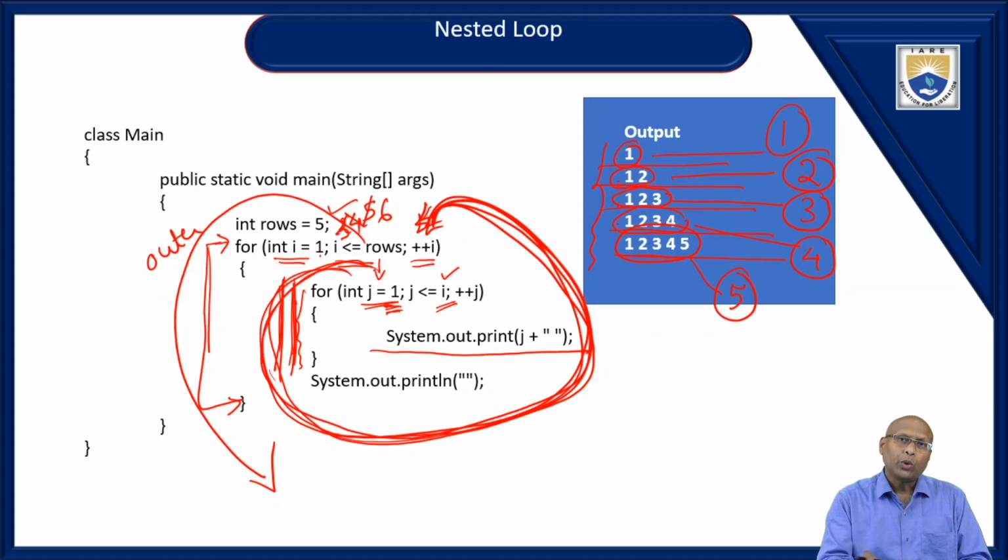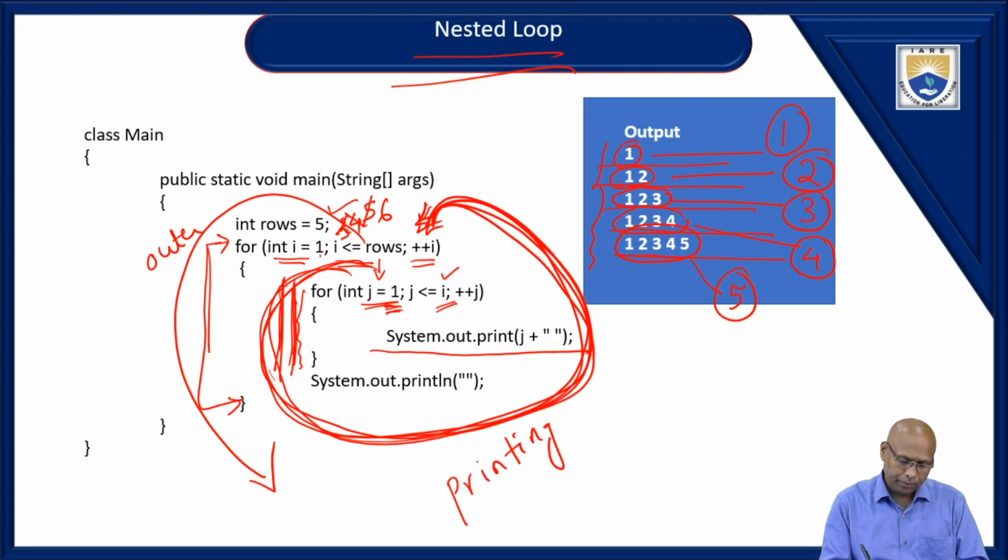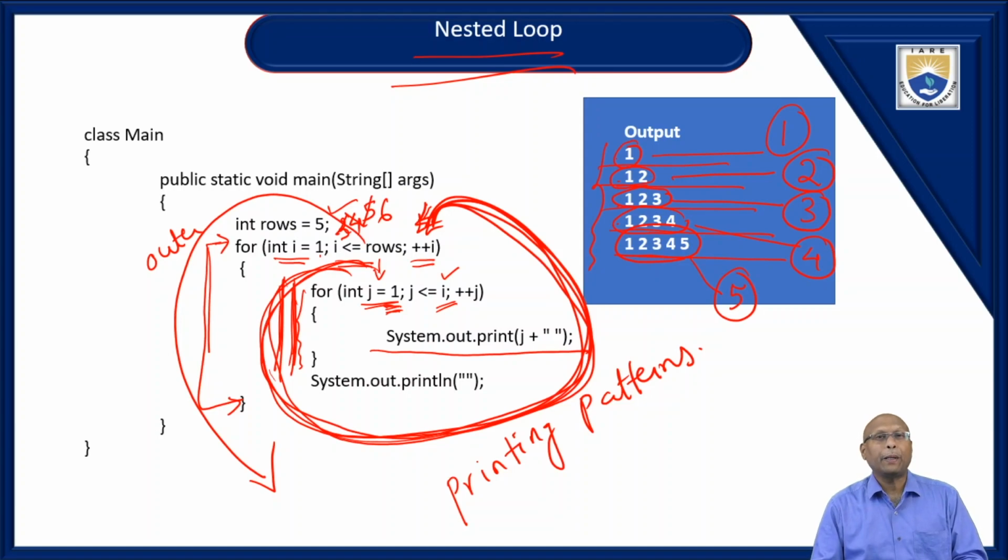So, to print this type of pattern, generally you use a nested loop. This is a simple example of a nested loop: printing patterns. Okay. Next, we'll see one more example of how you can use a nested loop for printing different patterns.